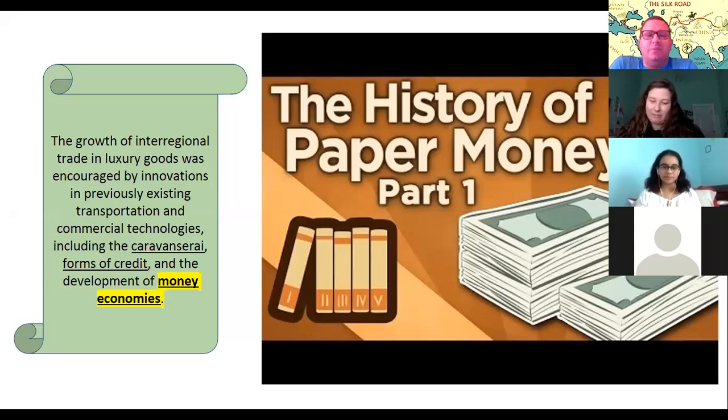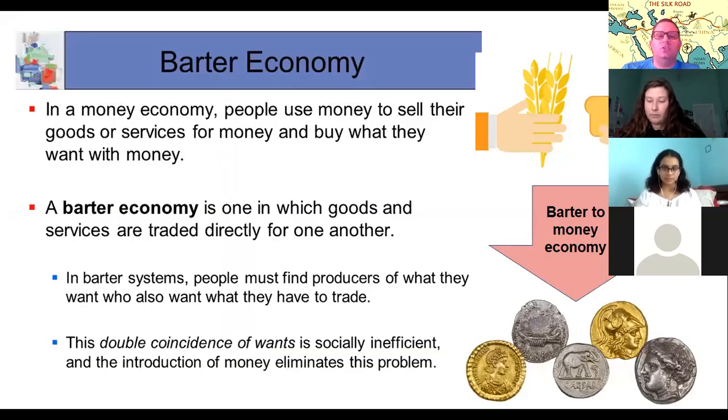The last thing that we need to talk about with regards to the Silk Roads is paper money. Because there was all of this trading taking place, we had to move away from a barter economy and into an actual money economy. Prior to this global trade, people were trading goods with each other directly. So they were saying, I'll trade you a pound of wheat for a spool of silk. That, by the way, is not a fair trade at all, but you get the idea.